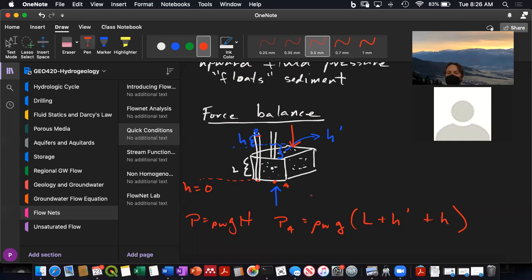All right. And then this would be multiplied by the area across which this is acting. So we'll just say the area at the base of the cube. All right, now my downward forces in my cube. So this is upward.